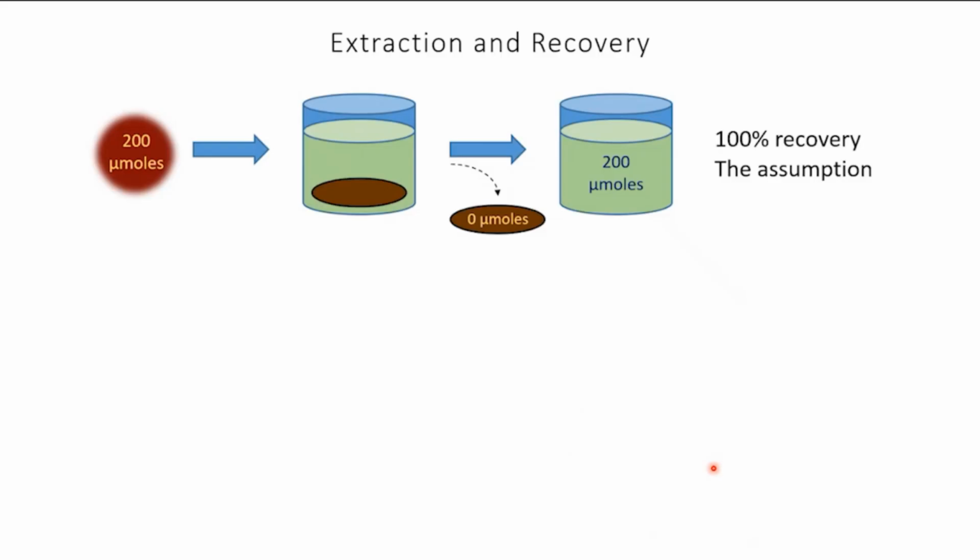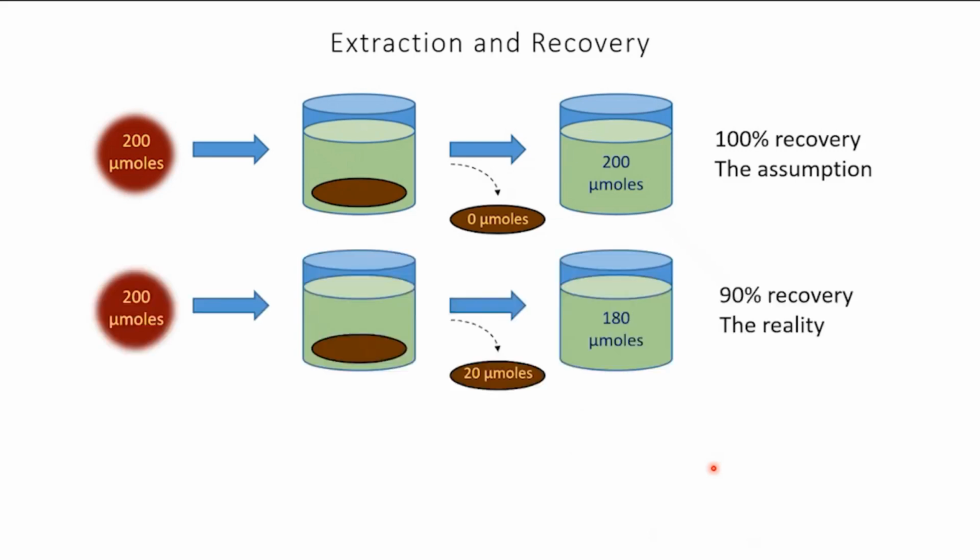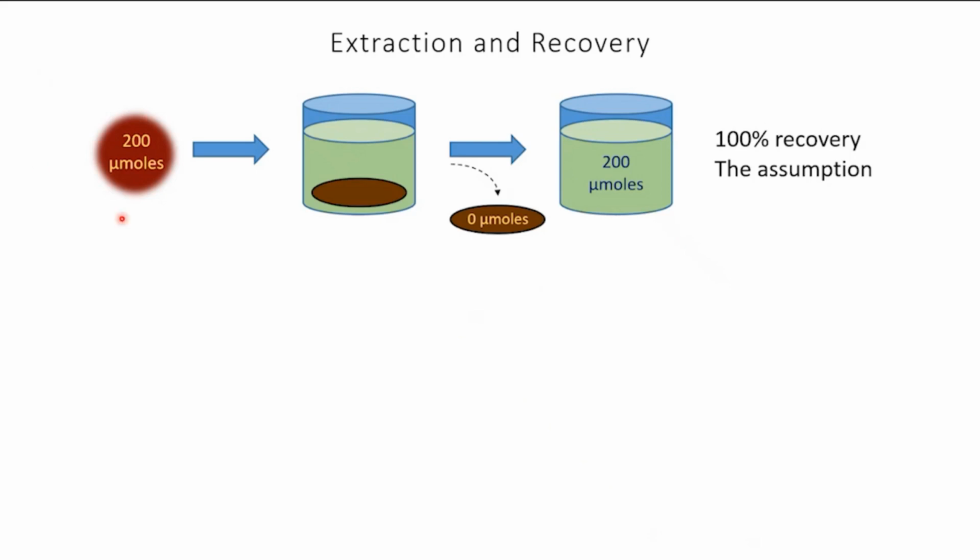And so what we also wanted to look at is how we could improve quantitation and analysis of small molecules, right? So in a classic case, we have a blood spot card that has, let's say, 200 micromoles of analyte in it. We go through the extraction process.